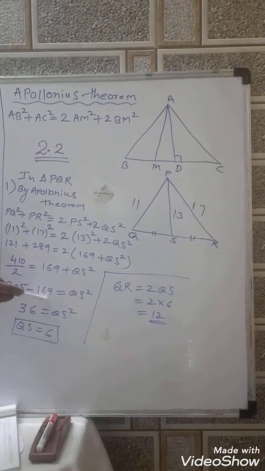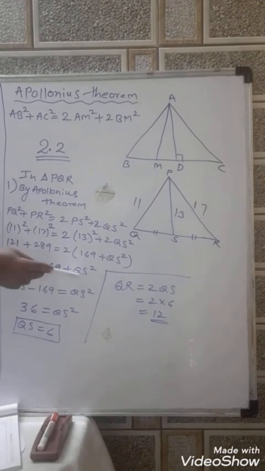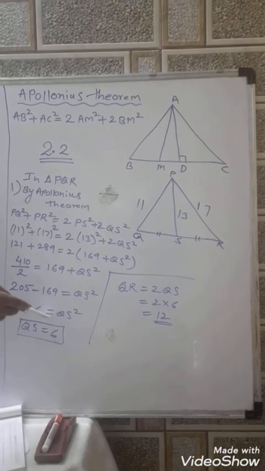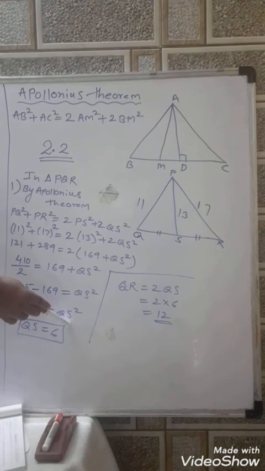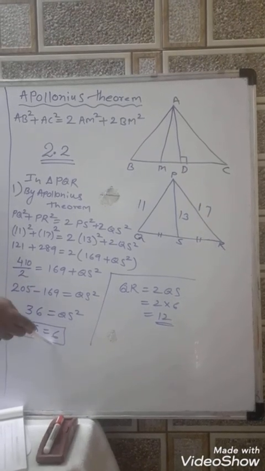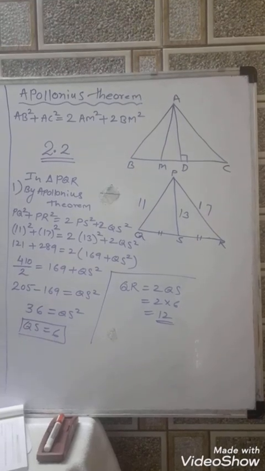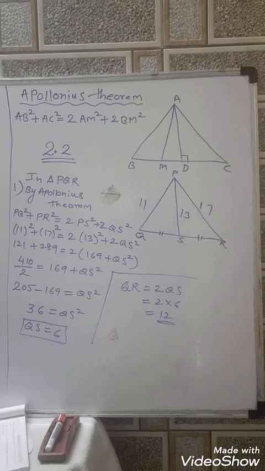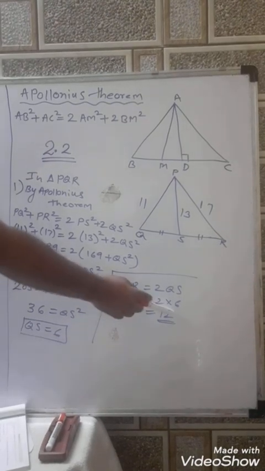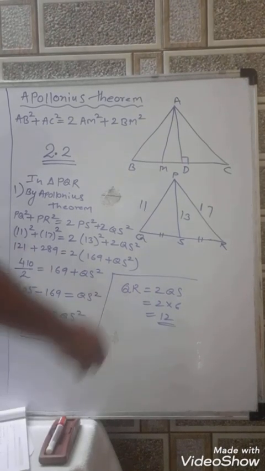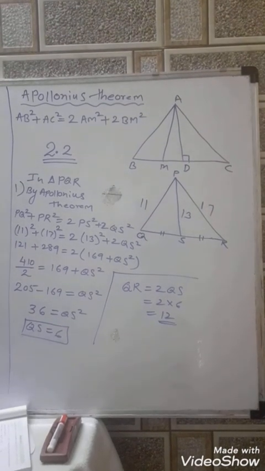205 minus 169 equals QS square. So you get 36 equals QS square. So QS is the square root of 36, that is 6. So QS equals 6. Now you have to find QR. So QR equals 2 times QS, that is 2 into 6. You get 12. So QR equals 12. So this way we find the value of QR.